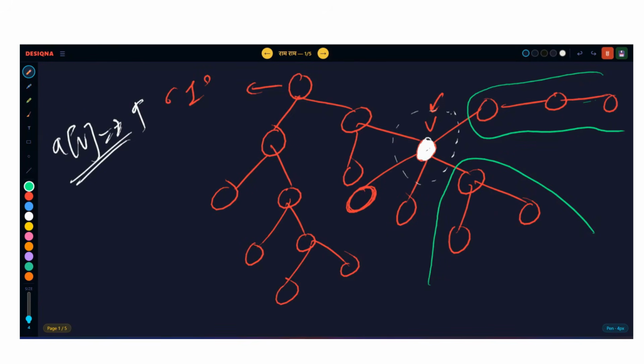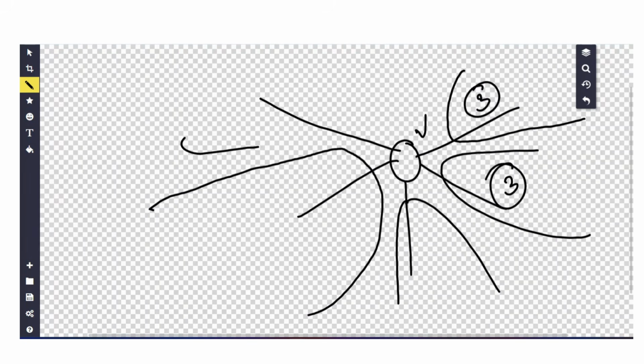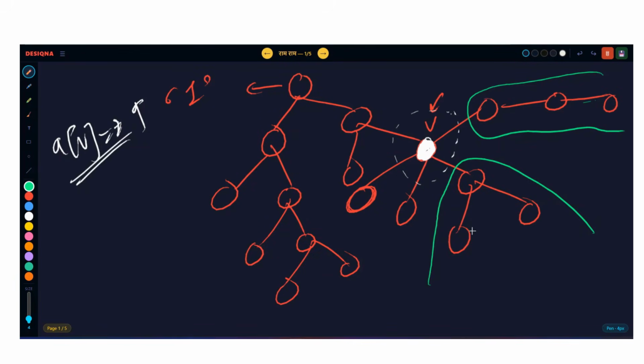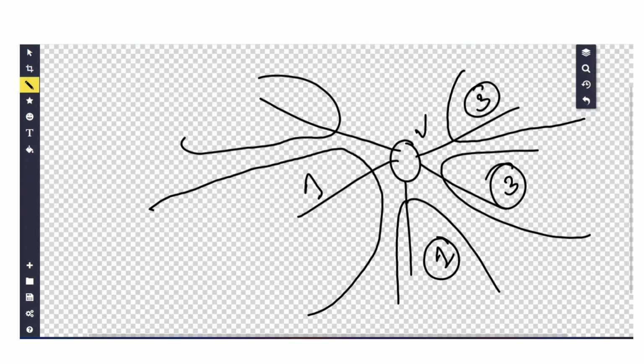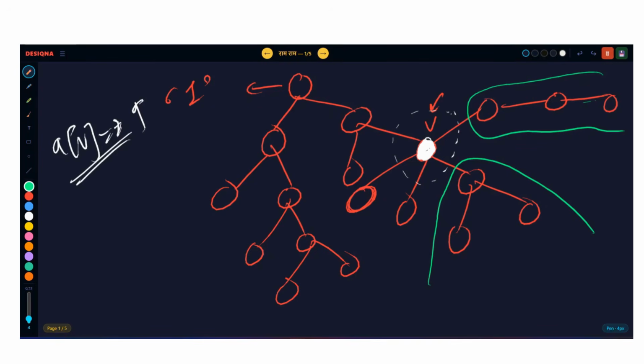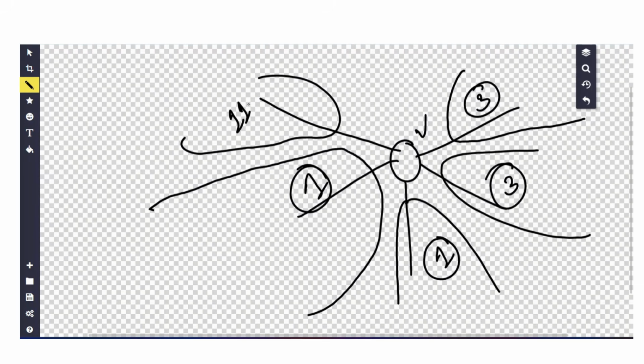Okay, 1 2 3. Sorry, there's one more branch. In this branch, there is 1 node. Then there is one more branch. 3 3 1 1. In this branch also 1 node. Can you see how nice the problem is? And in this branch, the rest of the tree, how many nodes does it have? 1 2 3 4 5 6 7 8 9 10 11. 11 nodes.